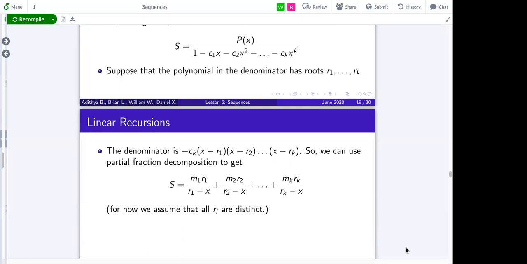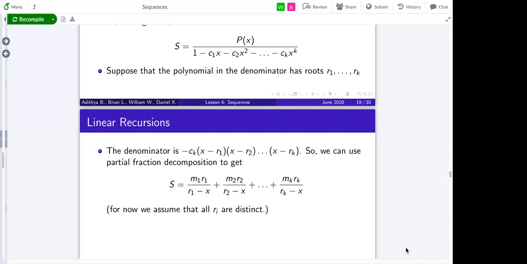So with this partial fraction decomposition, S is going to be of the form some constant over r1 minus x plus some constant over r2 minus x all the way to some constant over rk minus x. And since r1, r2, all the way to rk are also constants, I'm just going to make it a bit simpler by calling each constant some constant mi times ri. You'll see why I did this later. Actually, this is slightly incorrect, because if some of the ri's are equal to each other, we have a slightly different partial fraction decomposition. So for now, we're just going to assume that all the ri's are distinct, and we're going to get back to what happens when they're not distinct later.